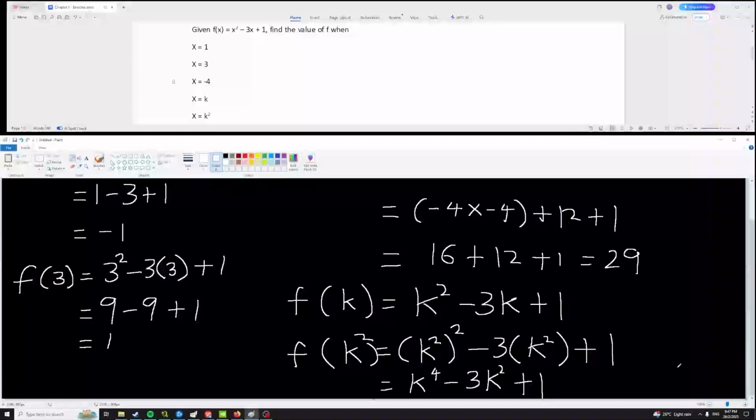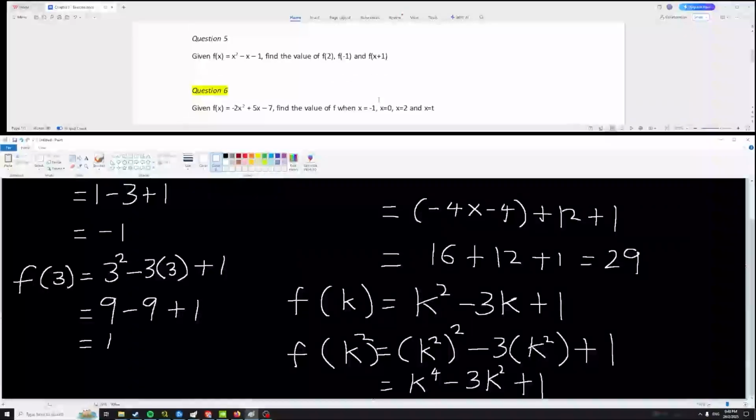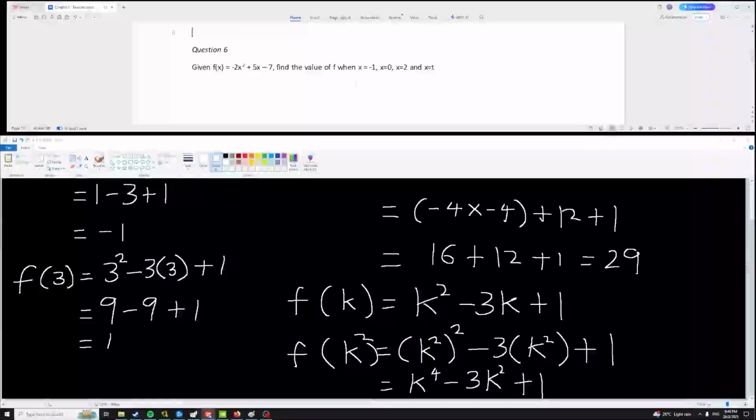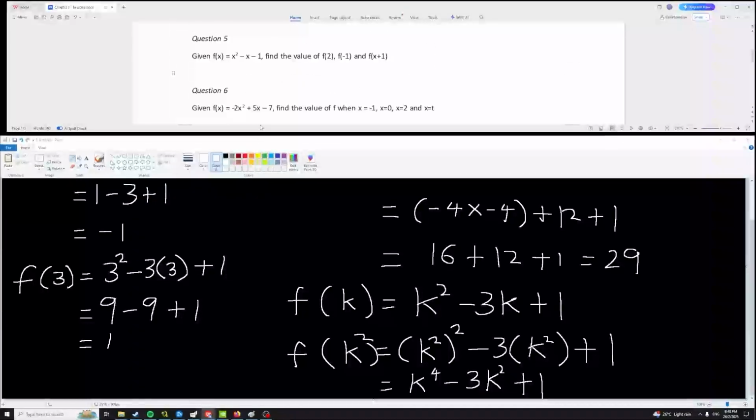Very simple. I believe my explanation should be quite thorough. I think this question is also quite easy, so all of you should be having no issue. If you have any issue, do let me know. Okay, so that wraps up question number 4. We're going to do question 5 next.